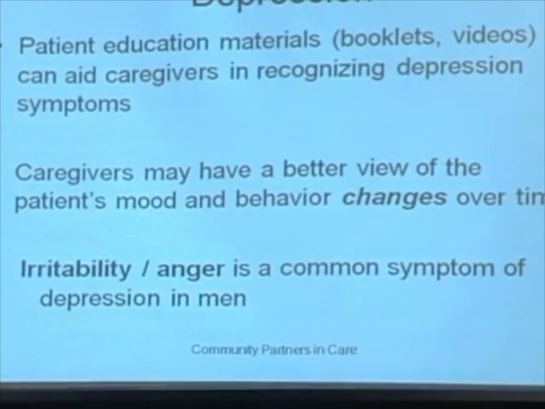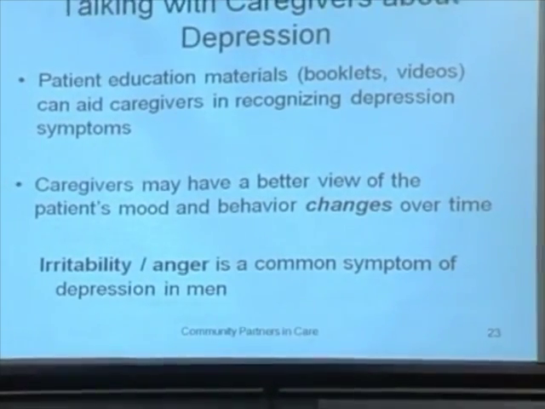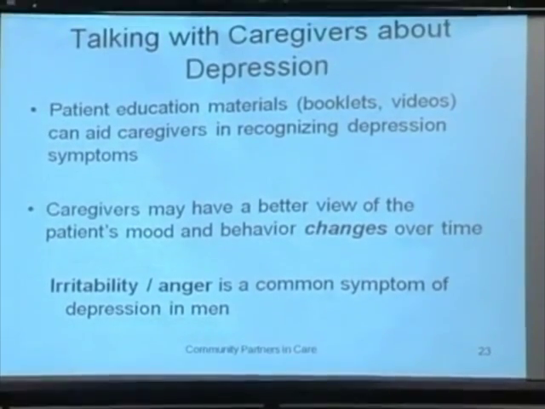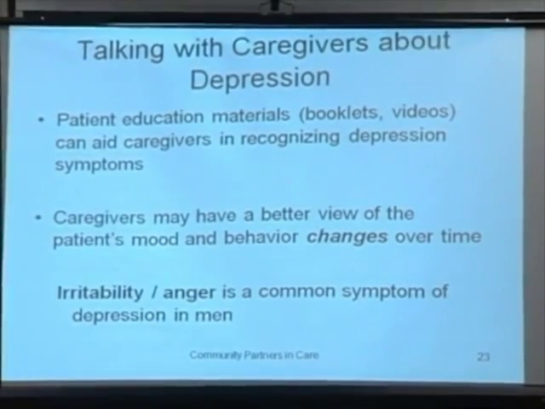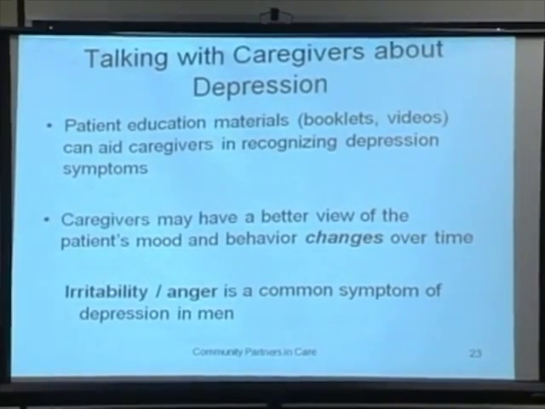So, talking with caregivers about depression. Not only should we be talking to our patients, but patients are embedded in social structures, and we also need to talk to other people who are working with them and caring for them, particularly in the example of the elderly who are homebound, people who are providing care for them too.